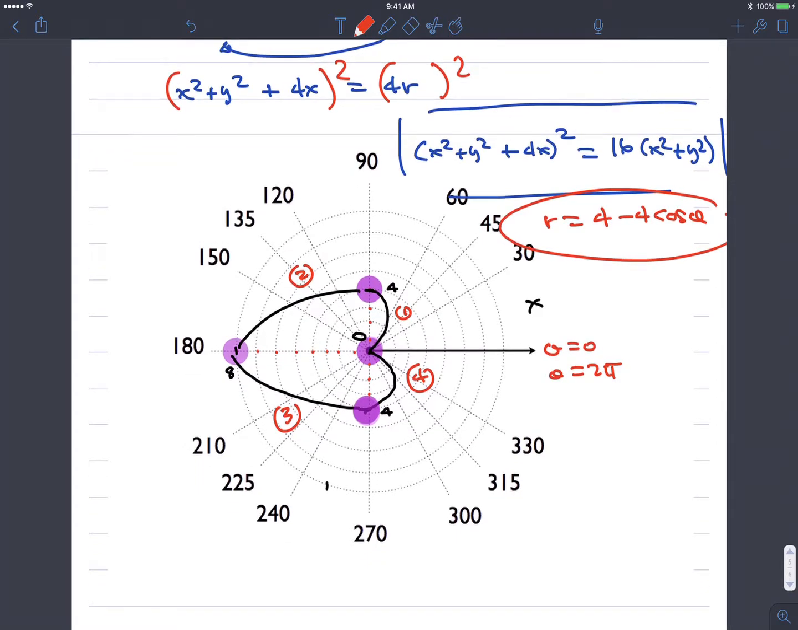Okay. So you have the graph, you have the Cartesian coordinate representation, and you have the polar. Which one do you think was easier to use? Is polar easier to use? What do you think?